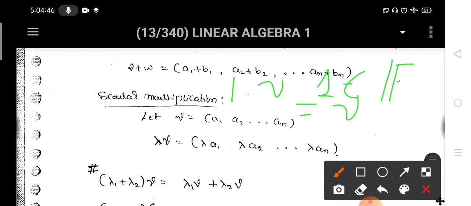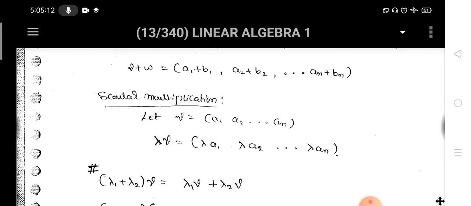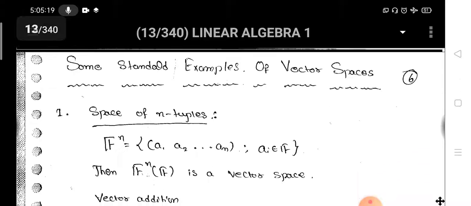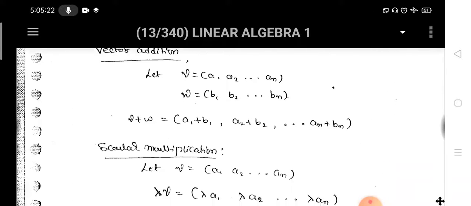If we see carefully, take the associative sort of property: suppose I take two scalars, lambda and nu, then lambda into nu into v will be equal to lambda nu into v. So you can open the bracket in any order. So that property is also getting satisfied. So all in all, we see that all the properties of a vector space are getting satisfied, and this shows that this set of n tuples will form a vector space over the field F.